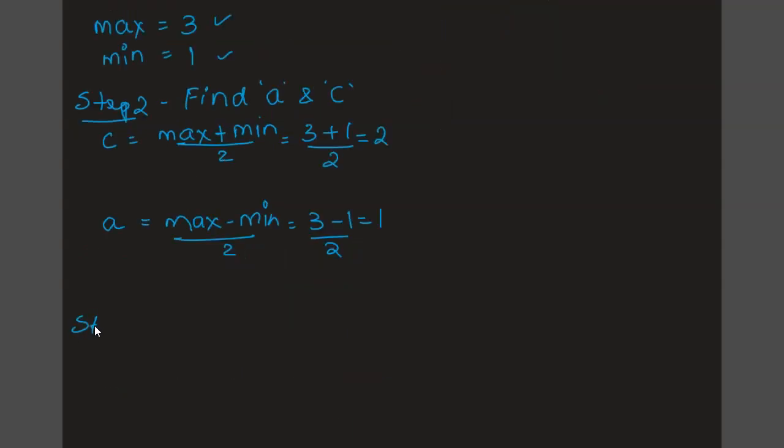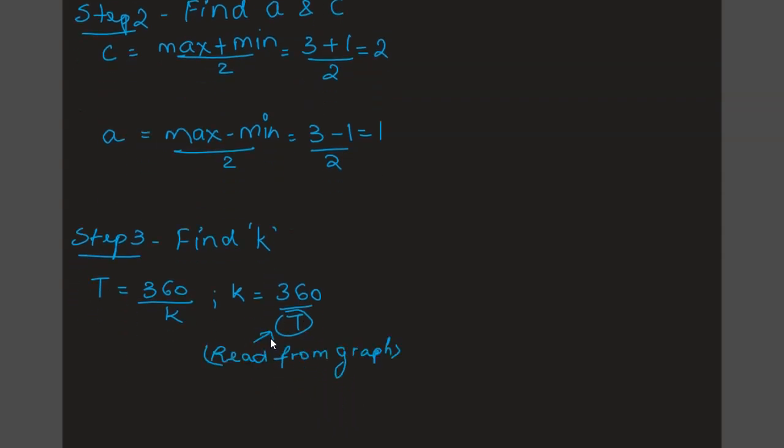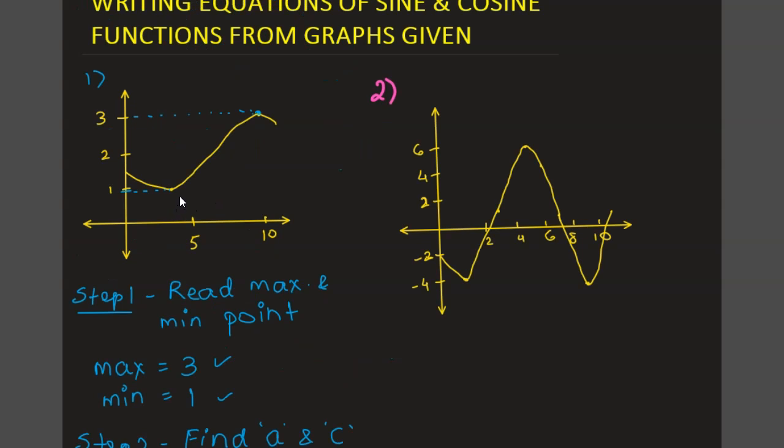Next we have step number 3. Step number 3 wants us to find the k value, and as we know, time period is 360 divided by k. If we isolate it, from there we get to know that k is equal to 360 divided by time period. Time period is something that we can get from our graph. Let's look at the graph. As we know, time period is the time taken to complete one full cycle. And now we will observe that one full cycle is completed when we go from max to max. This gives us one cycle. Or when we go from min to min. This gives us one full cycle.